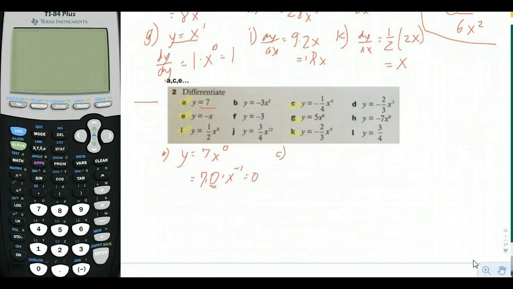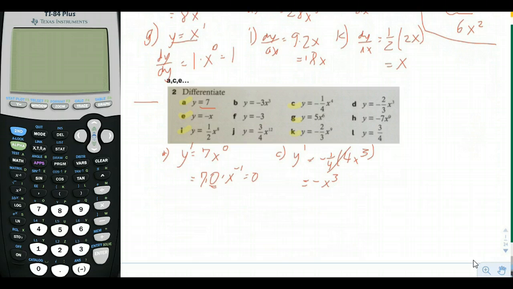Right? Okay, C. Here you have y equals negative 1/4 x to the 4th. When you take the derivative, by the way, I should put a prime there, it's equal to negative 1/4 times 4x cubed. The 4's cancel out, and we get negative x cubed.